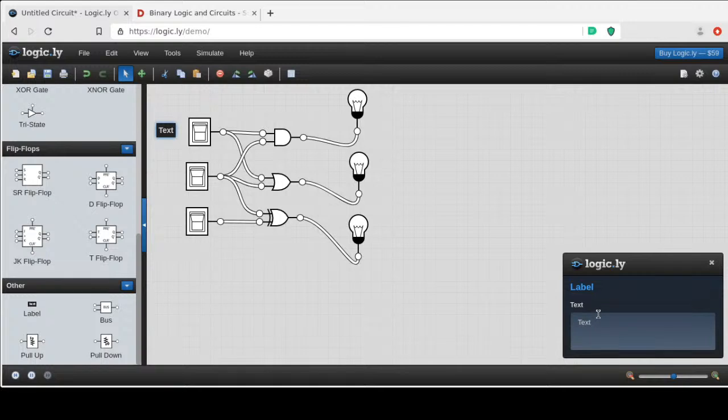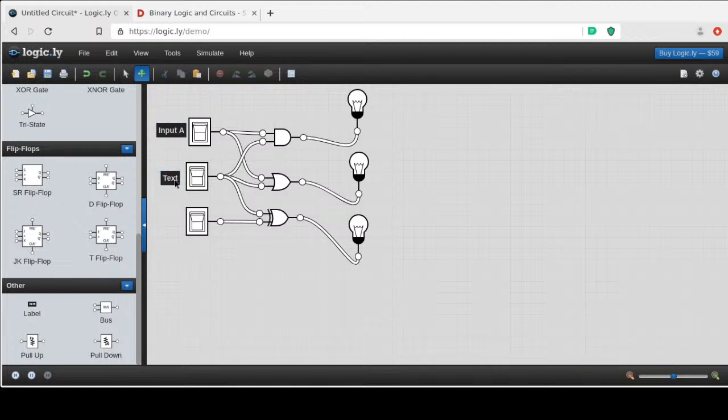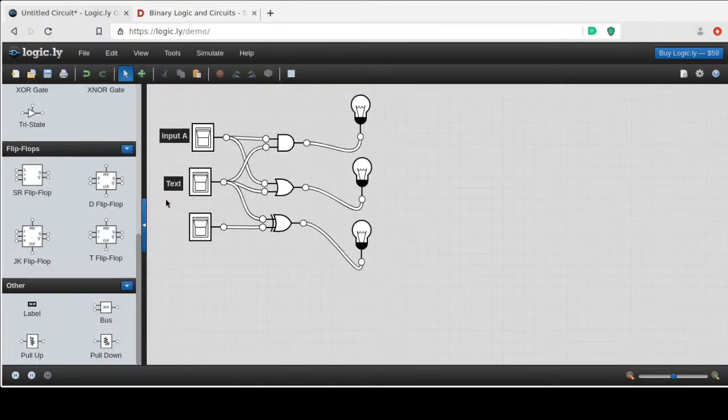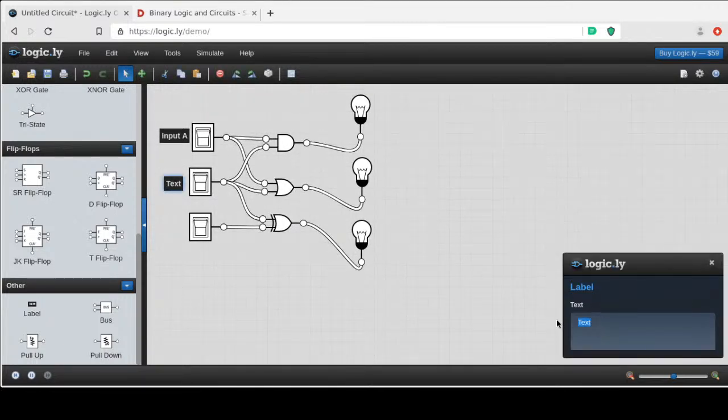I would call this one input A. So this one would be input A. And I'd have a label on this one. This would be input... Whoops, what just happened? Uh-oh. Oh no. Okay, there we go. I got it back. I lost the focus for some reason.